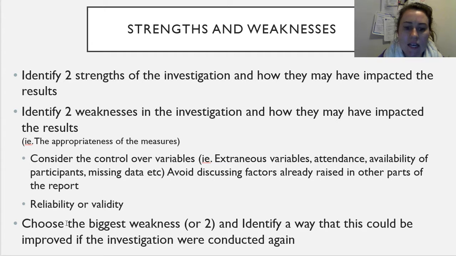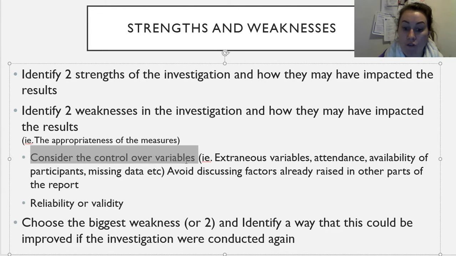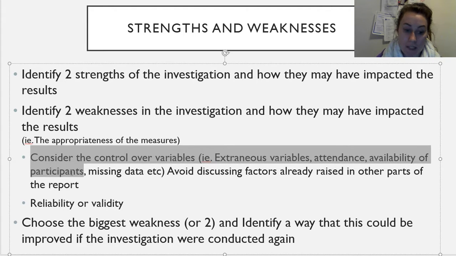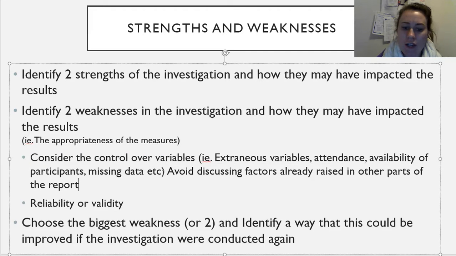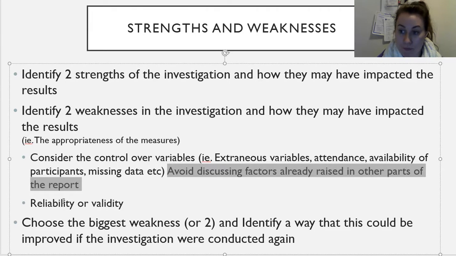With your weaknesses, you have to think about the appropriateness of the measures we used. If you look down here, consider the control over variables. Think about your extraneous variables. Did we control those very well? Student attendance, don't say student, say participant, but think about attendance, availability of participants, missing data. We calculated our own data. Is that an issue? Avoid discussing factors already raised in other parts of the report. If you've already talked about sample size, don't talk about it again here.